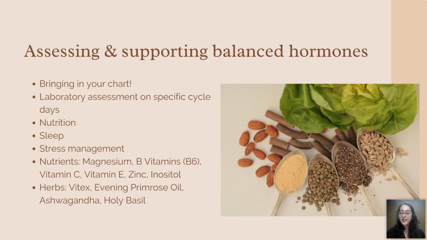Some nutrients that support our hormones: magnesium, our B vitamins, specifically B6 for progesterone, vitamin C, vitamin E, zinc, inositol, and then herbs. So Vitex. Vitex can tell our bodies to produce more LH, and then that can lead to improved ovulation with more progesterone. Evening primrose oil, ashwagandha, holy basil, a lot of our adaptogenic herbs are going to support our stress response and our adrenals.